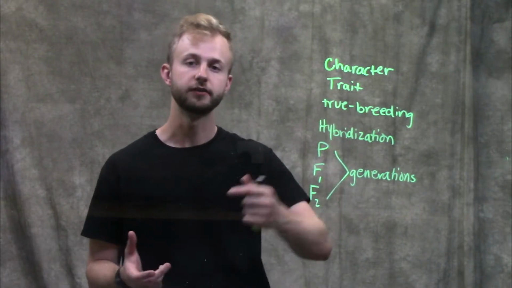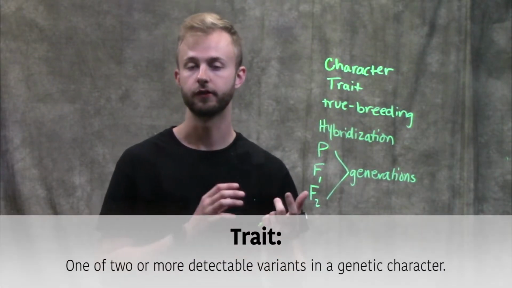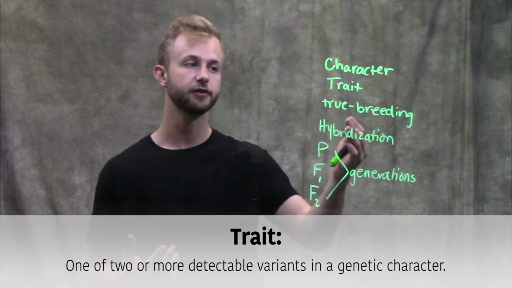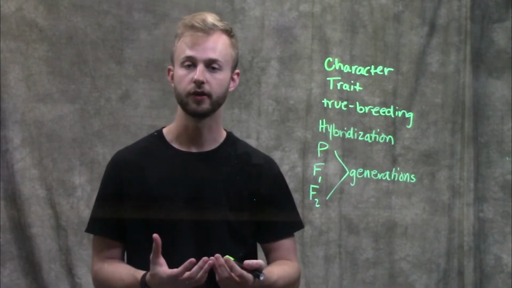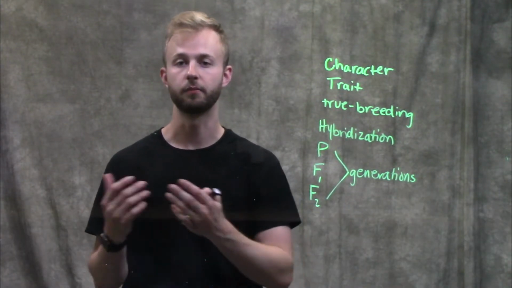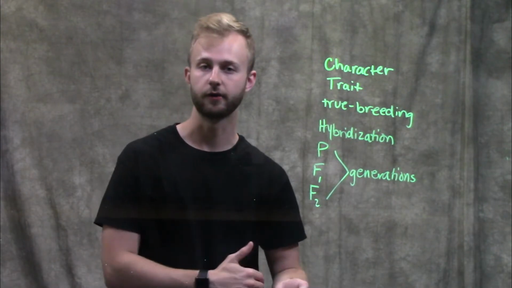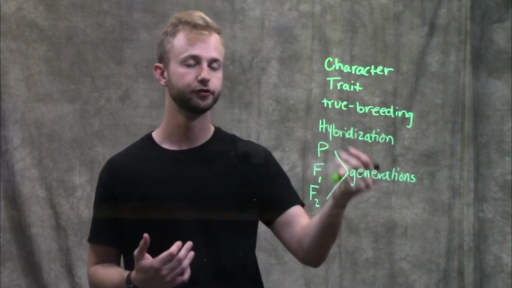And so a trait is going to be the different variants of those characters. So for example, if a character is the color of a flower, then traits could be, for example, a purple flower versus a white flower. So moving on to true breeding.